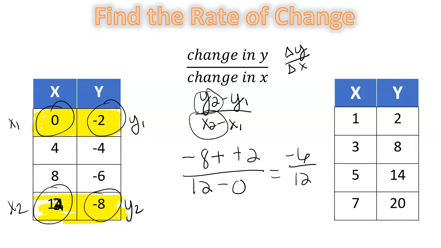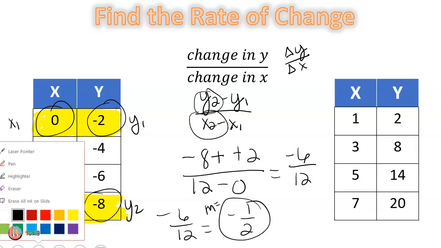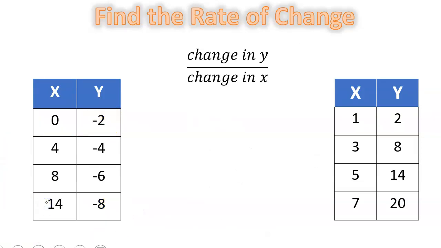But I have to simplify. So -6 over 12 would become -1/2. So my slope, my rate of change, my m equals -1/2. Right? Let's go ahead and try it on the second table now.